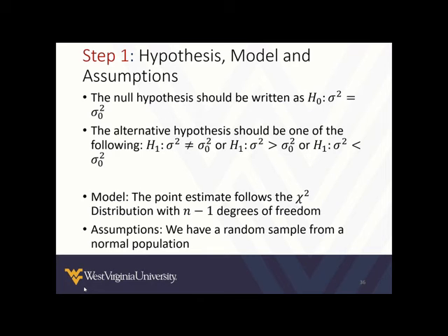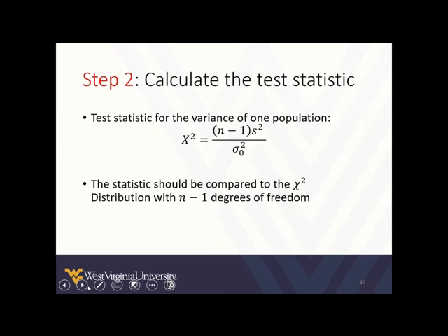Our model is going to follow the chi-squared distribution with n-1 degrees of freedom. And our assumption is that we have a random sample from a normal population. And so our test statistic, I do want you to be aware of, in this class, I used a capital X squared for this statistic.